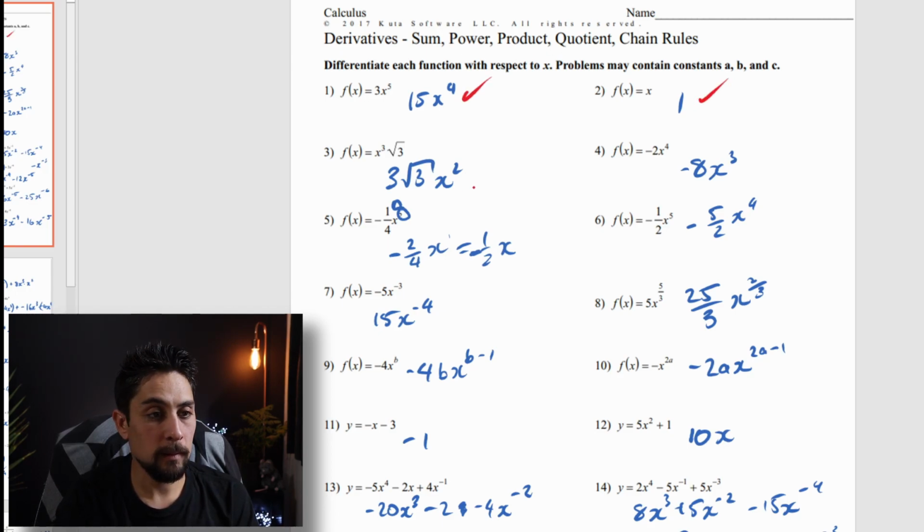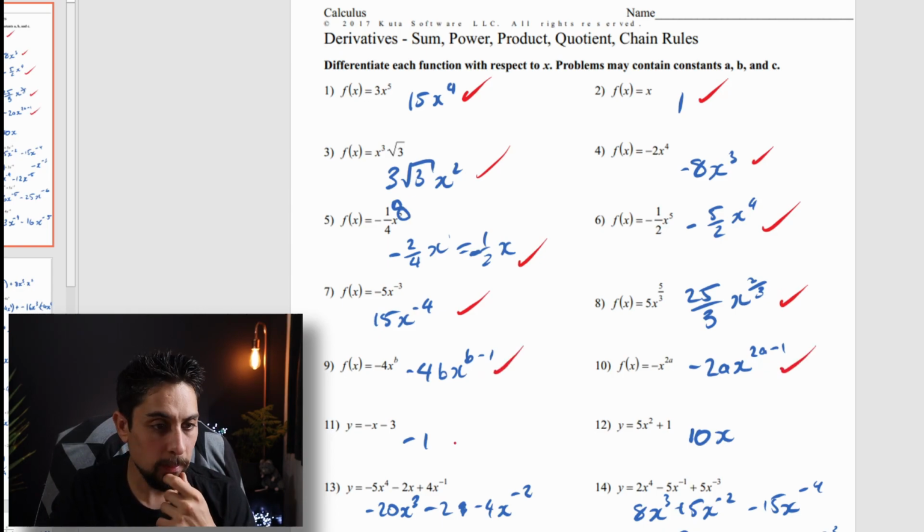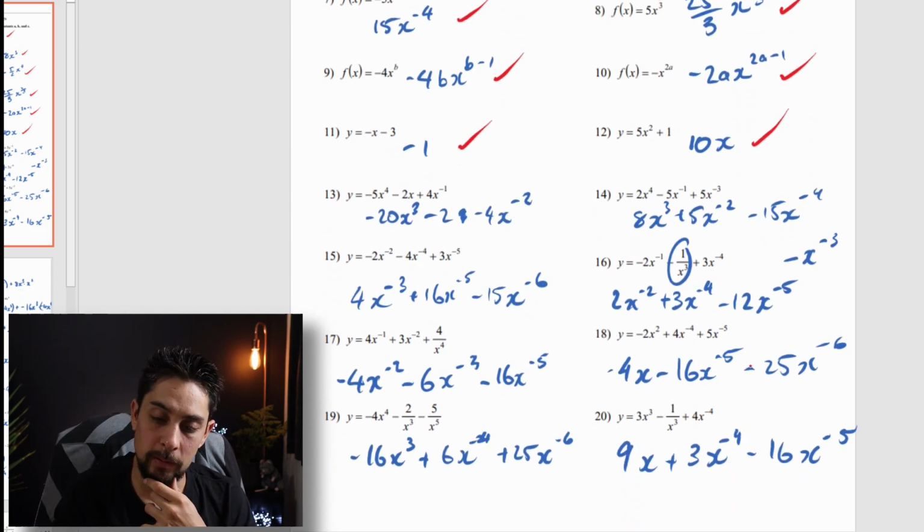Yes, yes. 3 root 3x squared, yeah. Negative 8x cubed. Negative half x. Negative 5 over 2x^4. 15x^-4. 25x^(2/3) over 3. Negative 4b x^(b-1). Negative 2a x^(2a-1). Negative a, 10x. Pretty good for the first 12. Can we do it for the next 12?